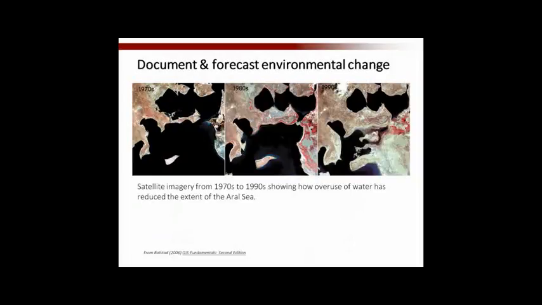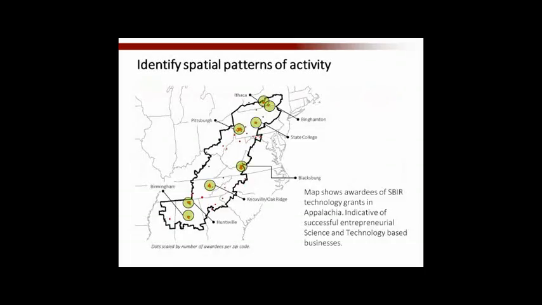Forecasting for environmental change. This is satellite imagery from the 1970s up until the 1990s, showing areas of basically the loss of water in the Aral Sea. And you can see the progression there. You can also use GIS to identify spatial patterns of activity. These are clusters of grants that were given out, technology grants that were given out in Appalachia.